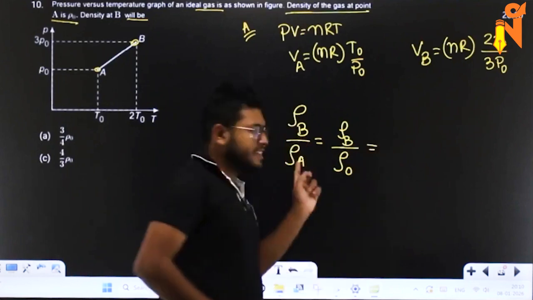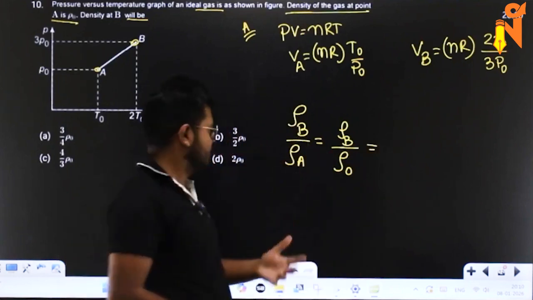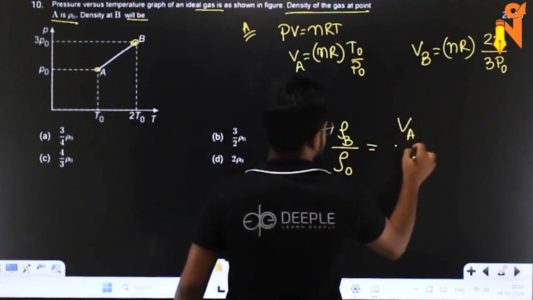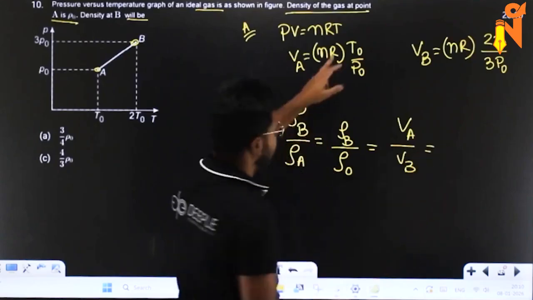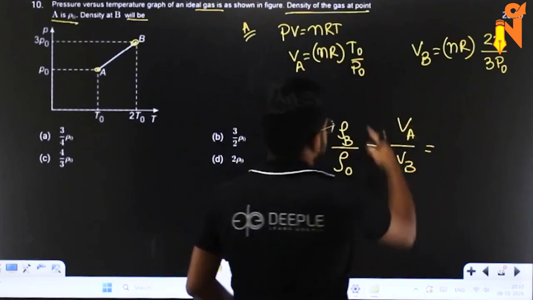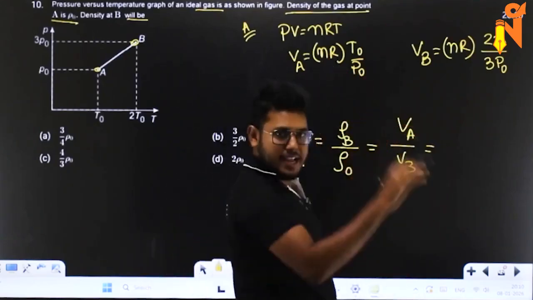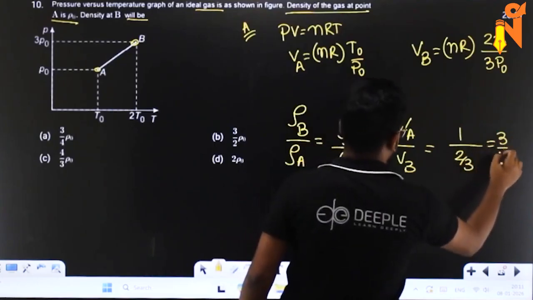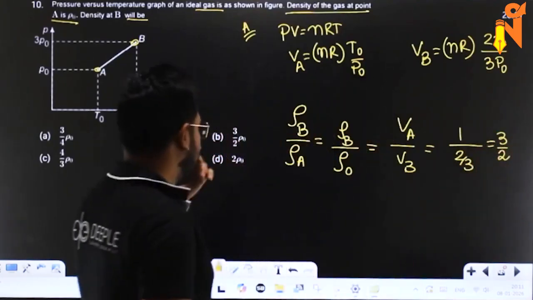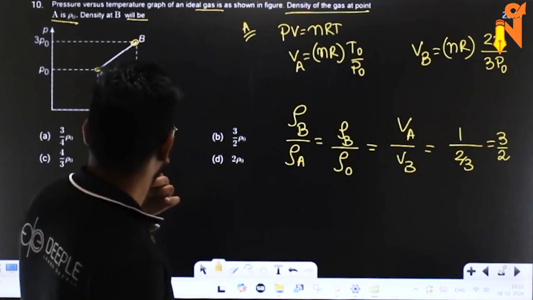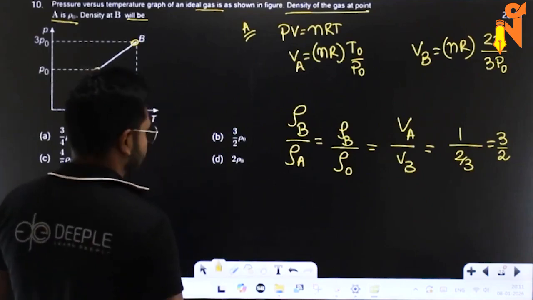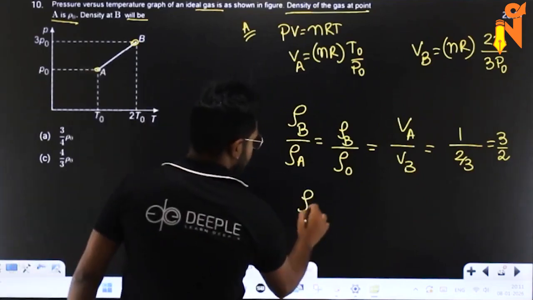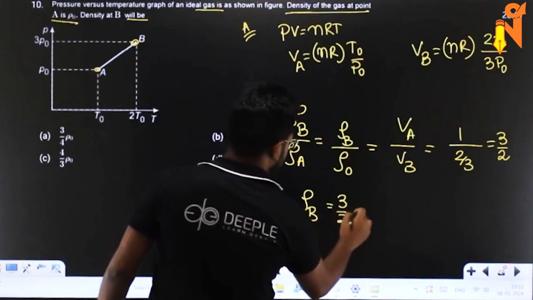You know, density is the inverse ratio of volume, right? So I can write VA by VB. If I do VA by VB, I will get T naught, P naught, nR, they will cancel out. So 1 by 2 by 3, basically 3 by 2, right? Am I correct here? Okay, so what do we get? Rho B is equal to 3 by 2 rho naught.